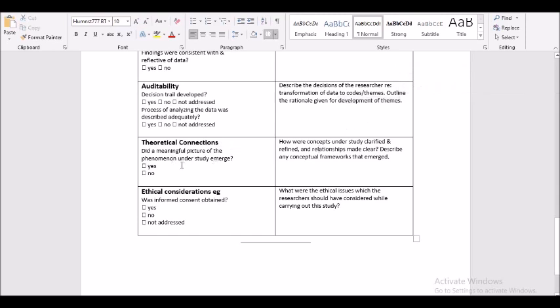Theoretical connections: did a beautiful picture of the phenomena under study emerge? Now you see, if you are coming up with the constructs, from your observations, how you are moving nicely to the world of constructs, construct 1, 2, 3, 4, or the models which you are developing, model 1, 2, 3, 4, all these things, it comes under the theoretical connections. That means you are reading your textbooks, you remember your own textbook.